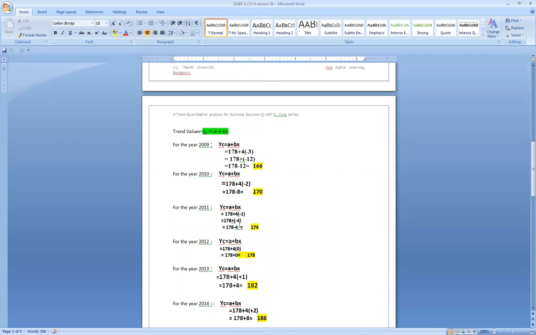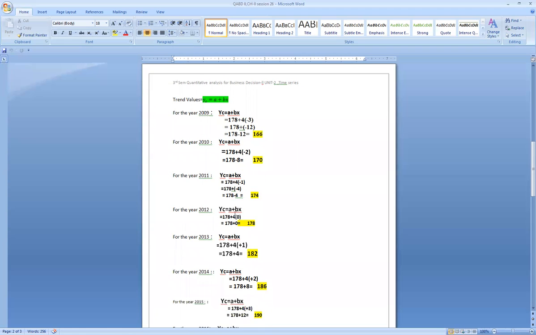Next for 2011, trend value equals a plus bx, 178 plus 4 into minus 1. That is plus into minus is minus, 178 minus 4 is 174. For the year 2012, trend value equals a plus bx, 178 plus 4 into 0. So the value will be 178.